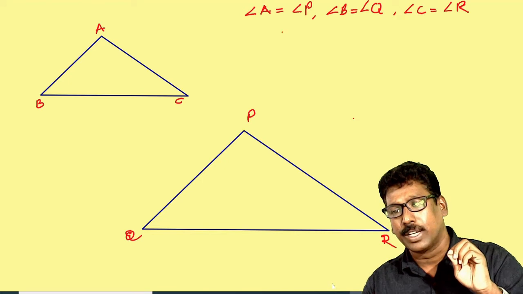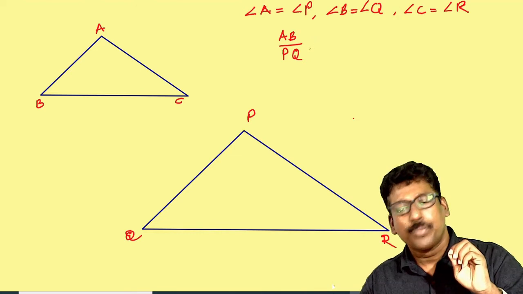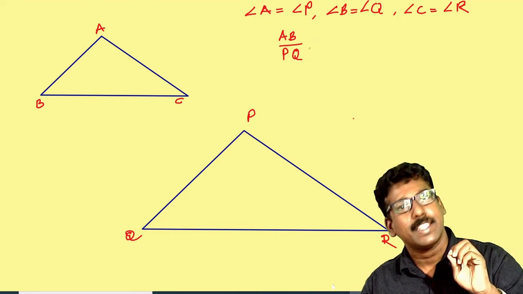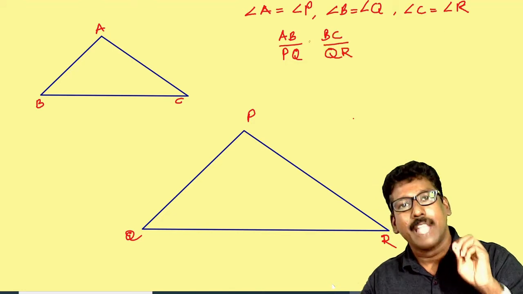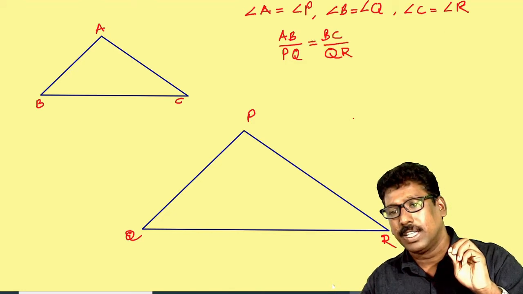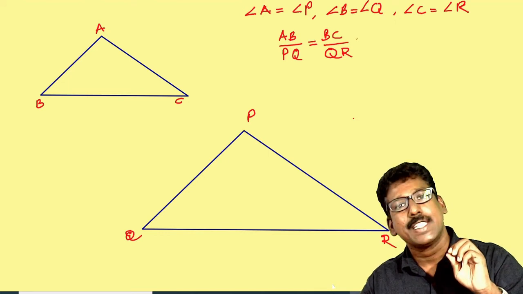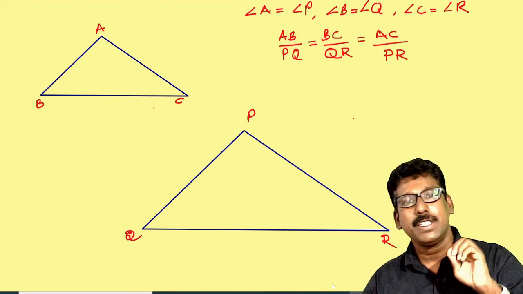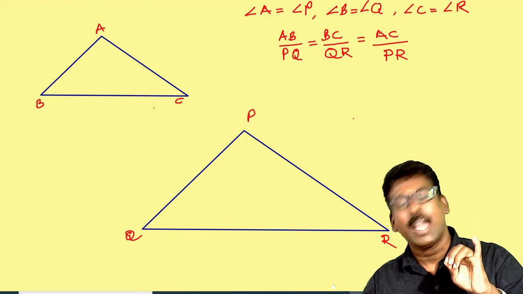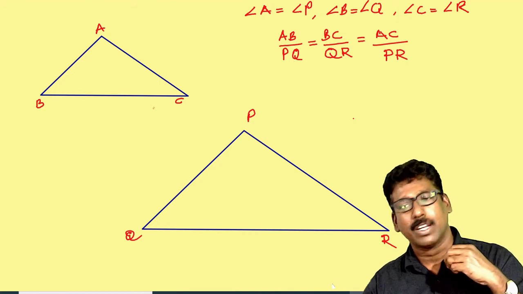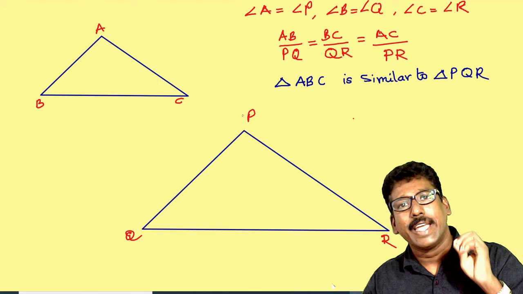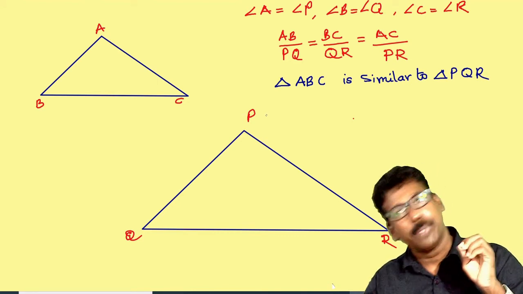So, its ratio you can write as AB by PQ. Now, what is the corresponding side of BC? It is QR. So, you can write its ratio as BC by QR. And these ratios are equal. And what is the other ratio? It is AC by PR. That means corresponding angles are equal and corresponding sides are in the same ratio or proportion, then these two triangles are similar. So here you can say triangle ABC is similar to triangle PQR.